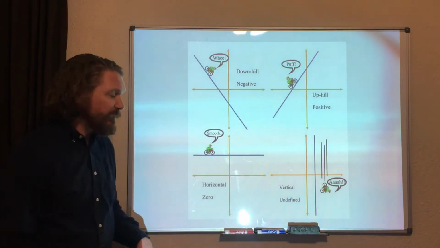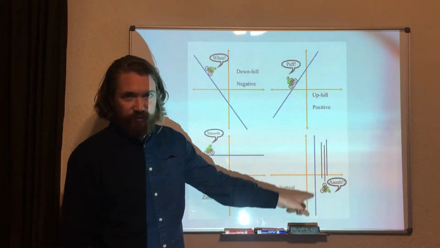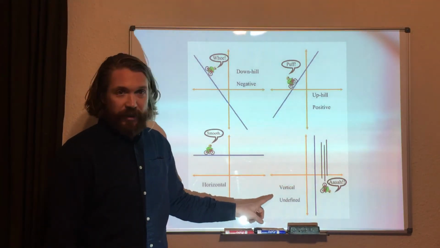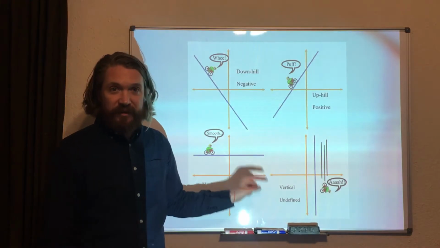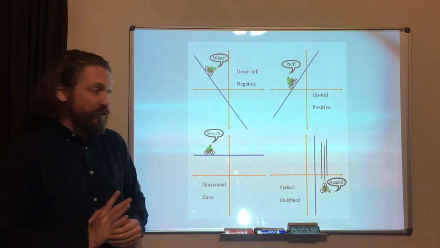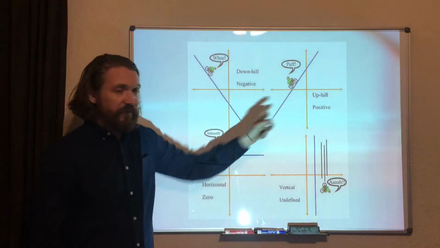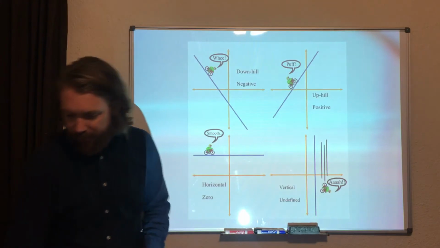If you ever get a graph line that goes straight up and down, this is what we call an undefined slope. There is no slope, and honestly, something probably went wrong in your experiment because you should never, ever see this, okay? We're only gonna focus on these three here.